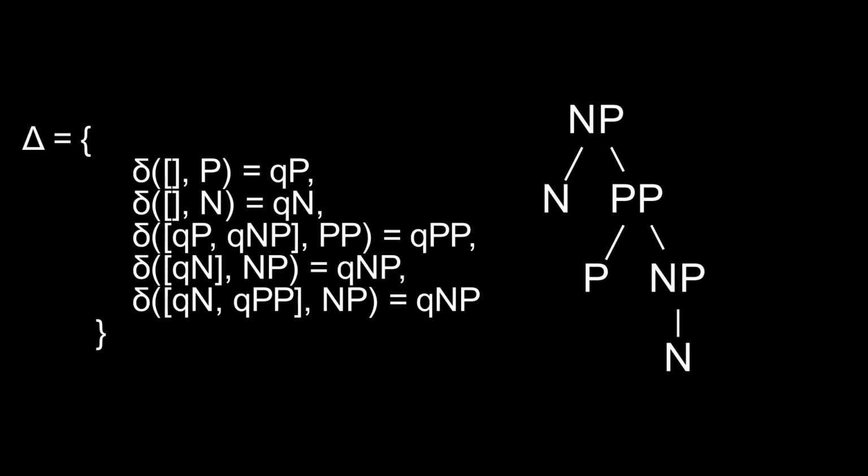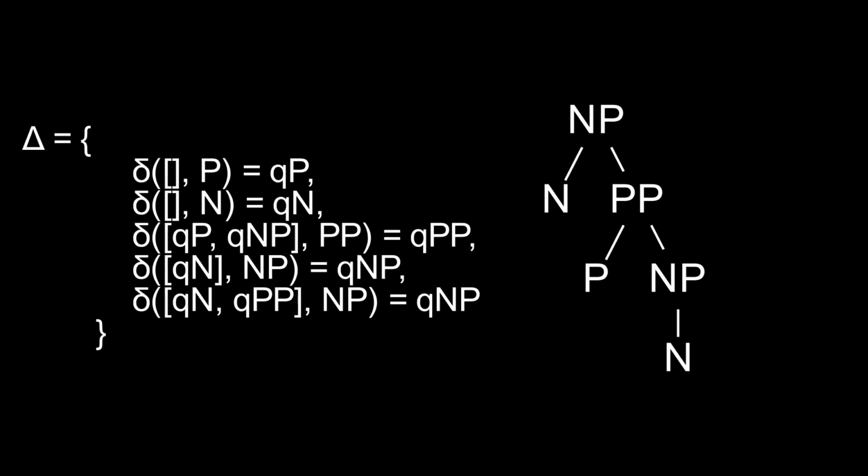The symbols P and N are always leaves, so their rules take in an empty list of child states, along with the symbols P or N, and return their respective states. The PP nodes always have a P child and an NP child, so its rule takes the list of QP and QNP, along with the symbol PP, and returns the state QPP.